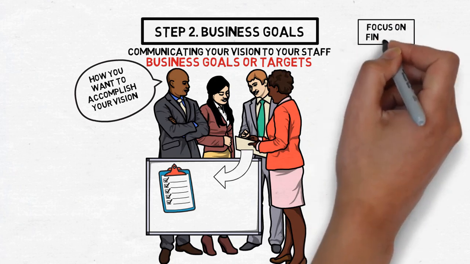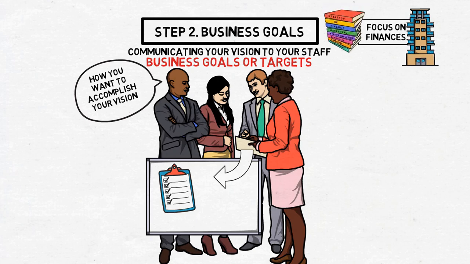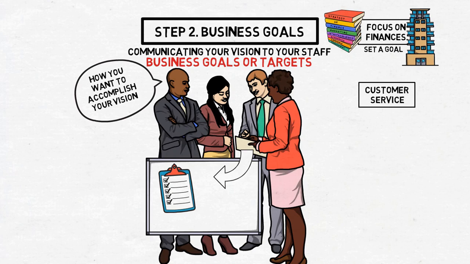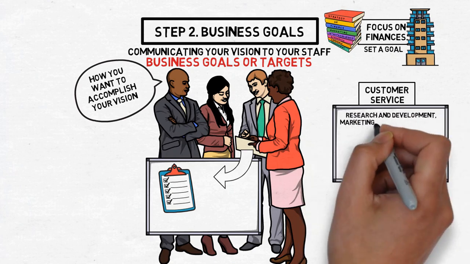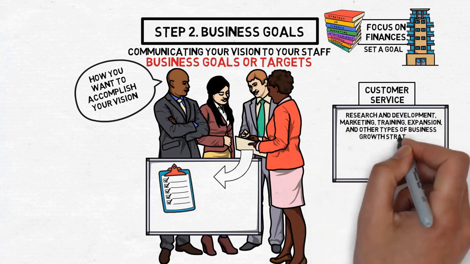Focus on finances. Where does your company stand in terms of financial stability? You can look at the books and consult with your accountant to get an idea. Set a goal for increasing the amount of annual sales. Focus on customer service. Companies in hard times may not have the funds to invest in research and development, marketing, training, expansion, and other types of business growth strategies.